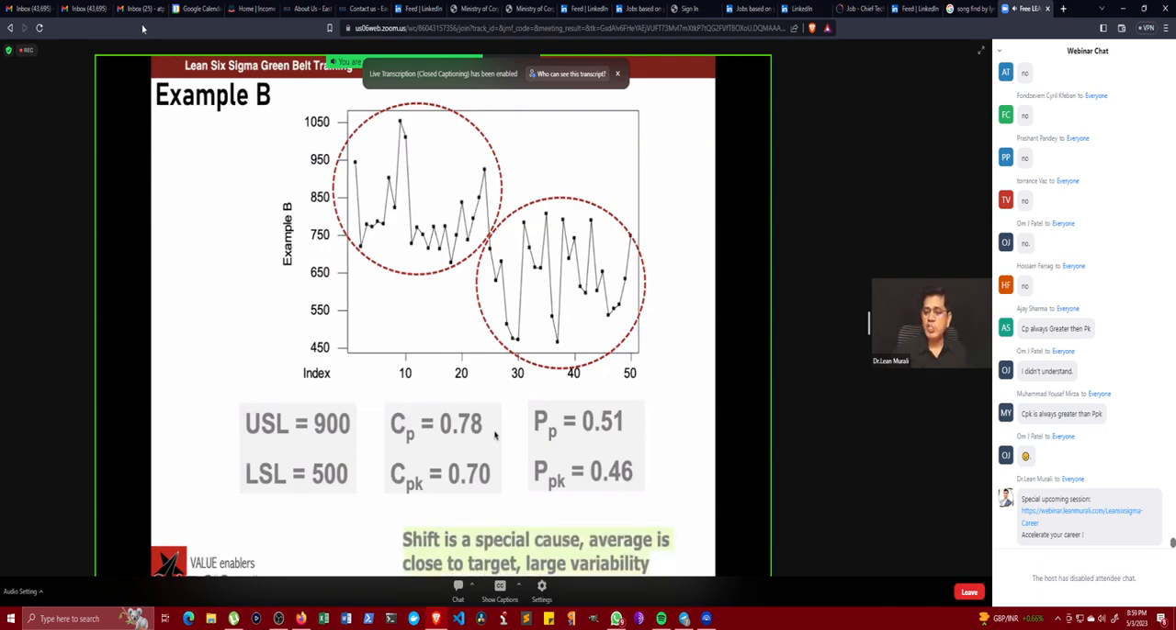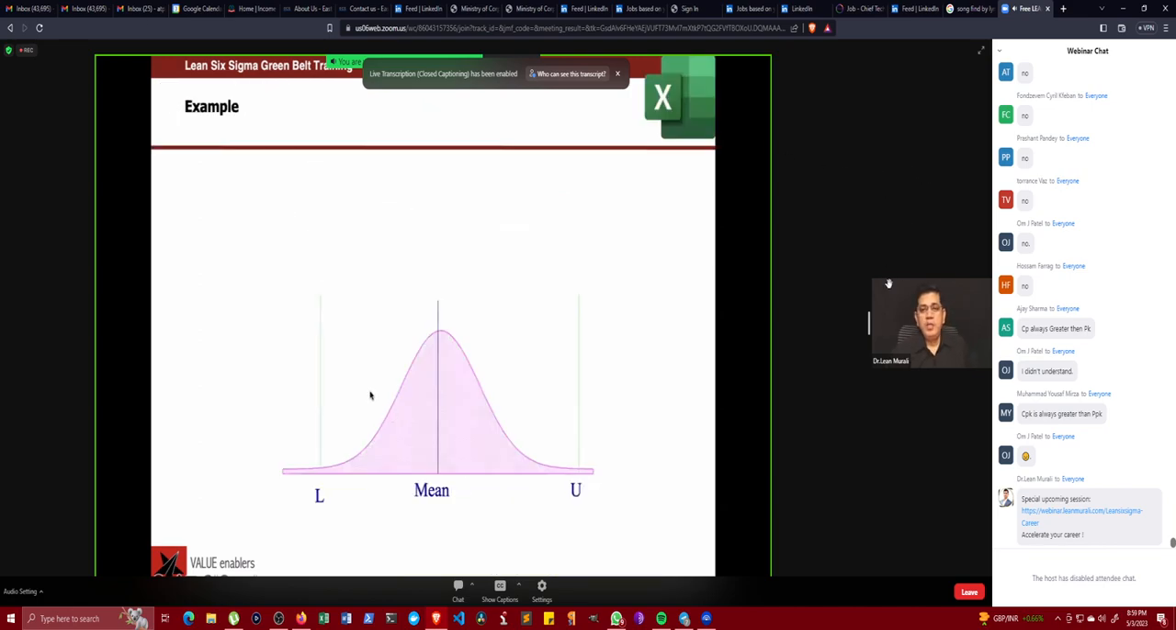So shift is a special cause, average is close to the target, large variability. So this is the example that I want to share today. Since we have hit 9, I don't want to go on. We'll take this example in the next session.